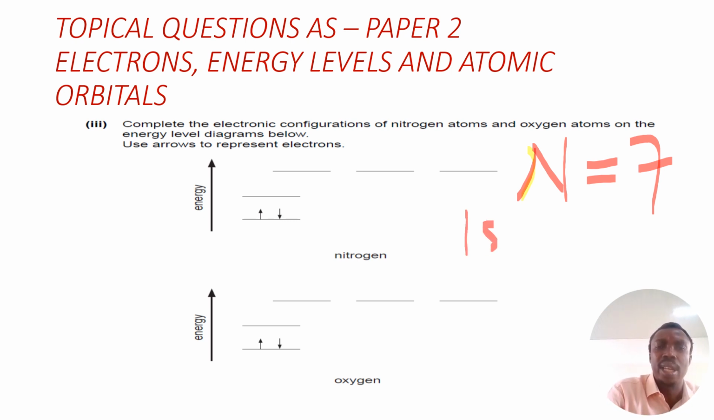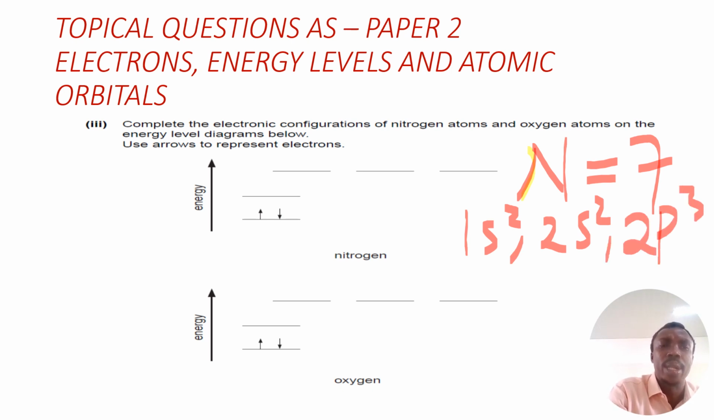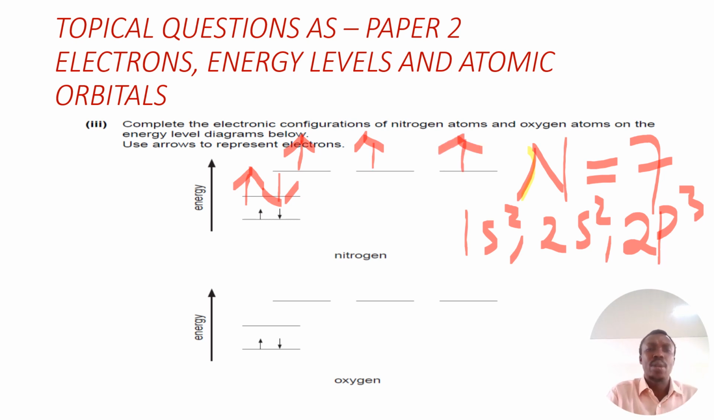Nitrogen is equal to 7. So nitrogen is 1s2, then 2s2, then 2p3. So this one will spin up and down. They will spin like this in opposite directions. Then you have 2p3, 1, 2, and 3. Then the next one is oxygen.